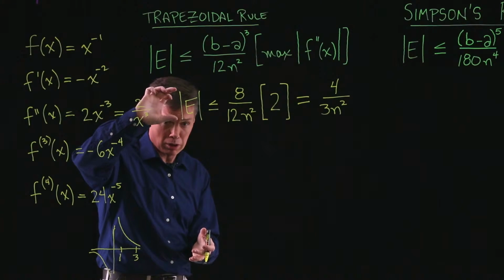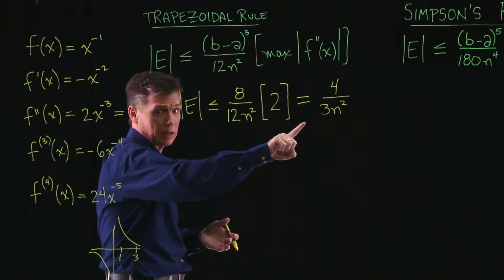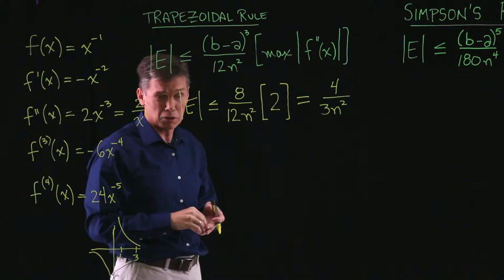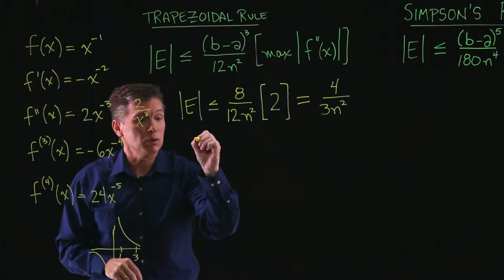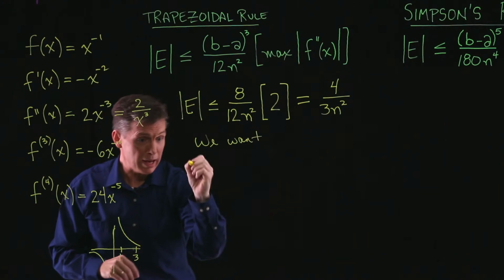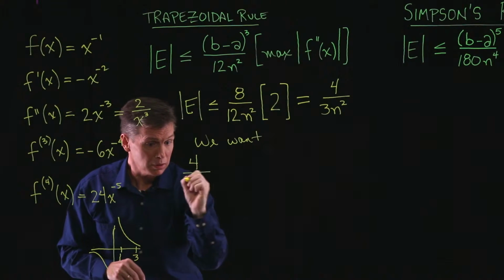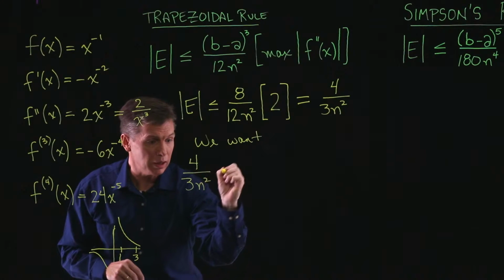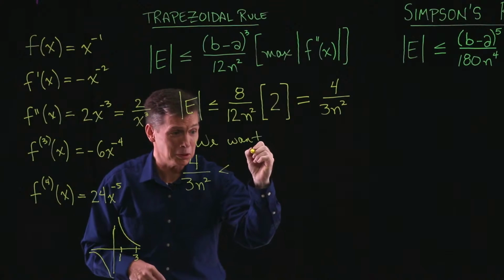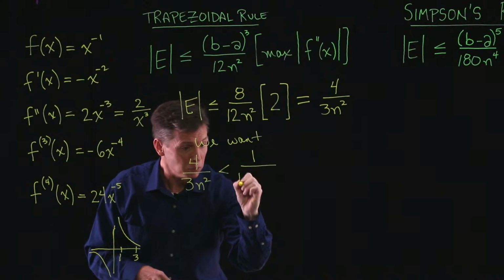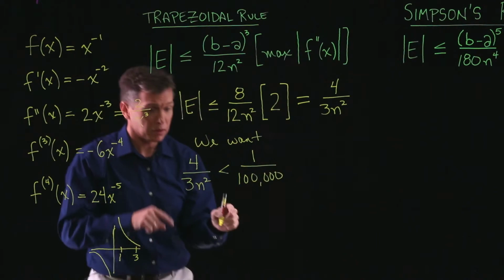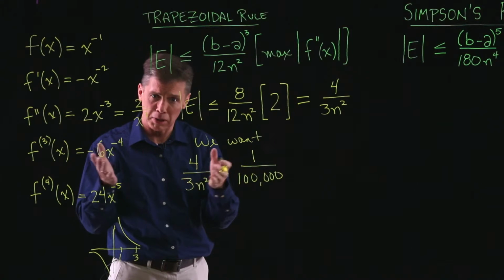for our error. We know that our error is going to be less than that 4 over 3n squared, but they asked us to make sure that that error is less than this 1/100,000th. So what we want is for that 4 over 3n squared to be less than, this is why I was saying it out loud a couple times before, 1 over 100,000 as a fraction, because I like the fraction form here better for my algebra that I'm about to do.